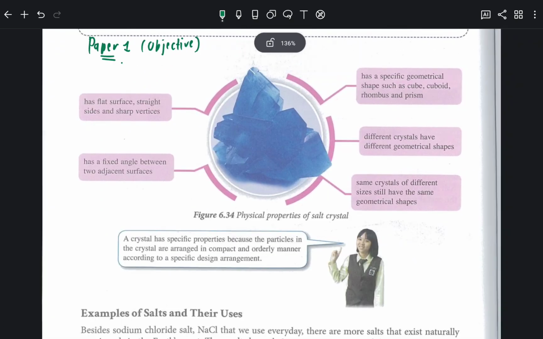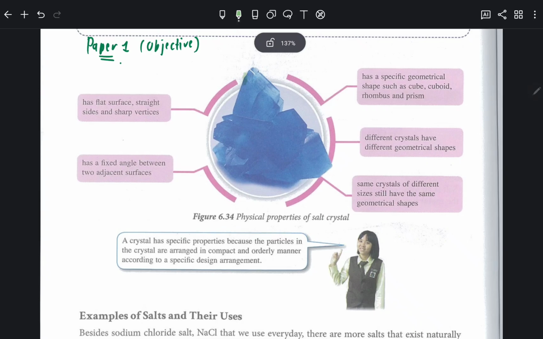So you can say it has a flat surface, meaning the surface is like this, so this means flat surface, straight sides or sharp vertices. It can be like that. That's one of the characteristics. Another one, fixed angle between two adjacent surfaces. What does adjacent mean? It is next to each other, side to side. So like this surface and maybe this one, for example here. So the angles are maybe the same, something like that.